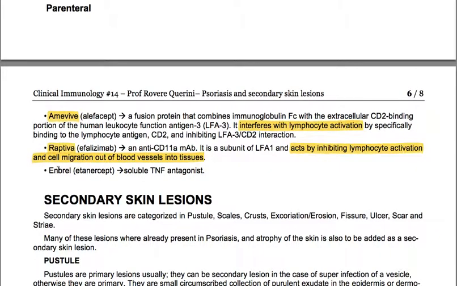And then Enbrel, which is etanercept, which is a soluble TNF antagonist.